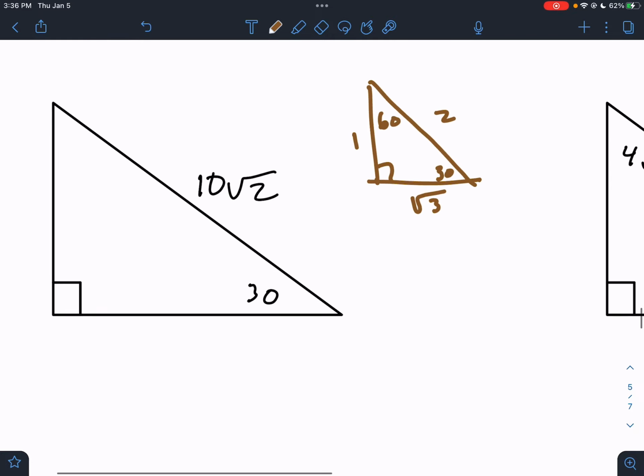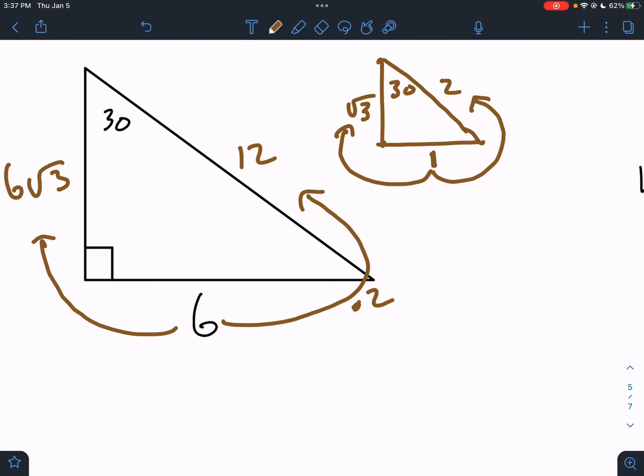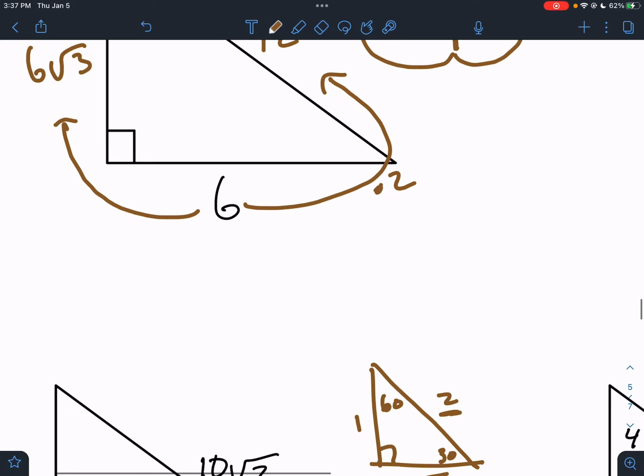Okay, well, what do we have on this one? We have the hypotenuse. What is associated with the hypotenuse? The number 2. It's times 2. How do we make the hypotenuse? We had to do 6 times 2 to make the hypotenuse.